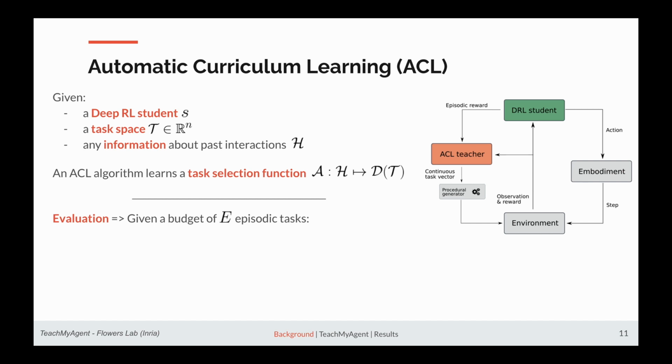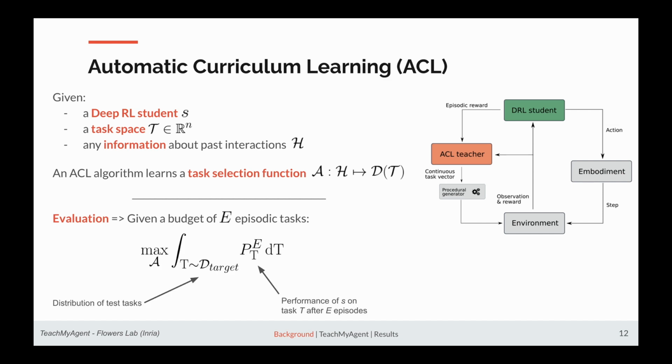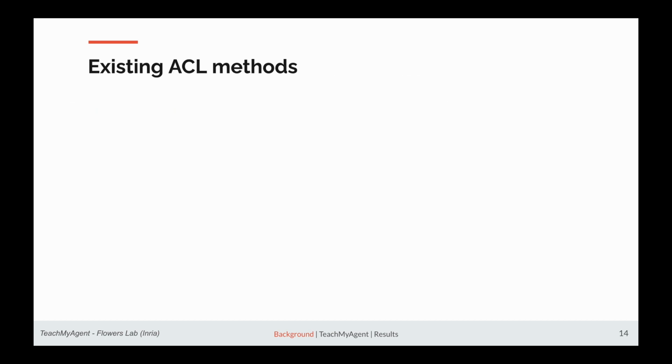So what we want from an ACL teacher is, given a budget of E episodes, we want it to maximize some performance metric P over a distribution of test tasks. Okay, so here's an overview of state-of-the-art ACL methods in the case where we have an episodic setup with a continuous task space.